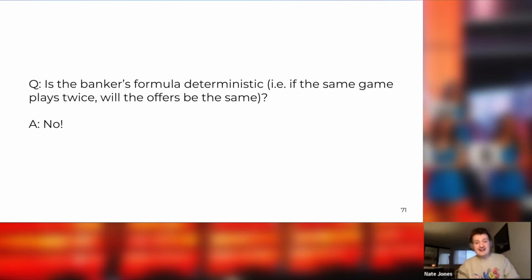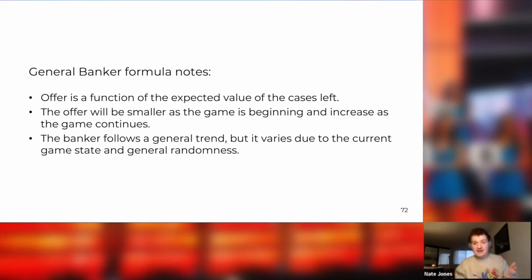I found in the data I collected, there were 3 instances where the same game happened and the banker made offers that were up to $15,000 different, which is a pretty sizable amount. Which means the general banker formula follows a trend, but that trend can vary due to randomness or how the game state works. It's kind of all over the place.